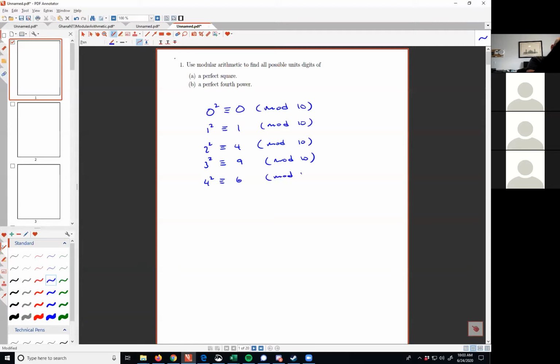Four squared is 16, so we have a units digit of 6. 5 squared is 25, so we have a units digit of 5. And this is it, by the way. 0, 1, 4, 5, 6, 9. How do I know I can stop here? I haven't squared all the different residues modulo 10, have I? What happens from here on out?